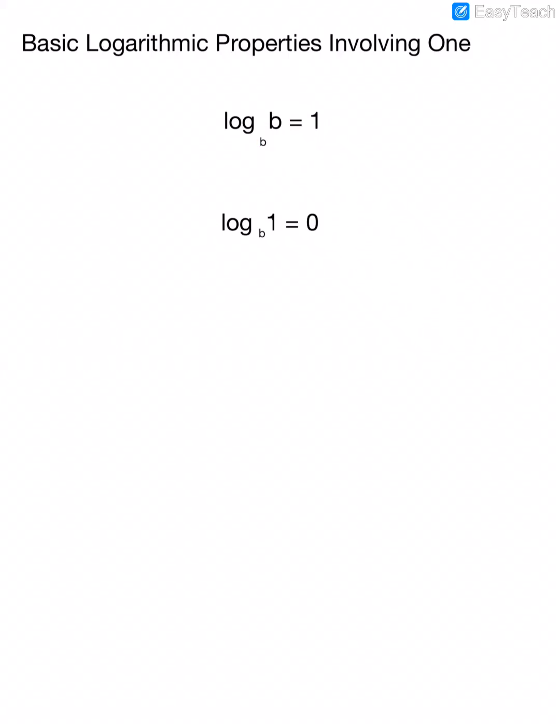All right, and then for the second logarithmic property involving 1, log base b of 1 equals 0. Well, we know that this is true because anything raised to the 0 power equals 1. So anytime our argument is 1, we know that the logarithm has to equal 0, because to get this to be 1, our base had to be raised to the 0 power.